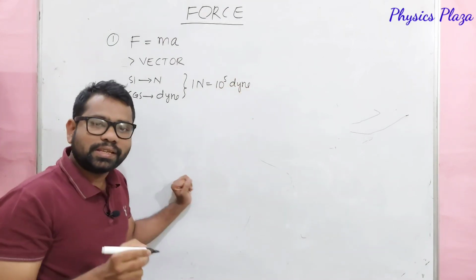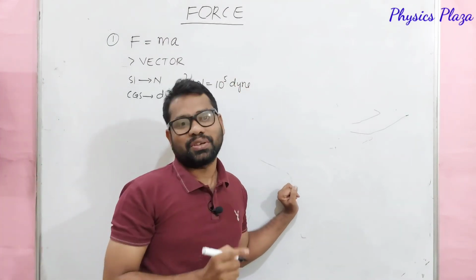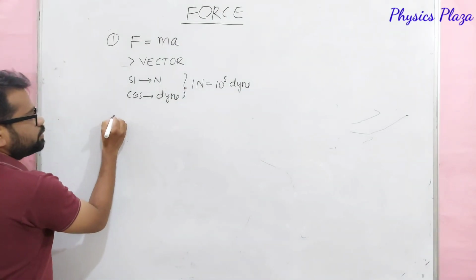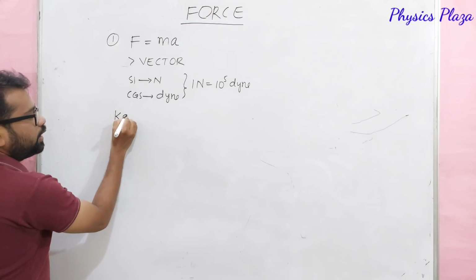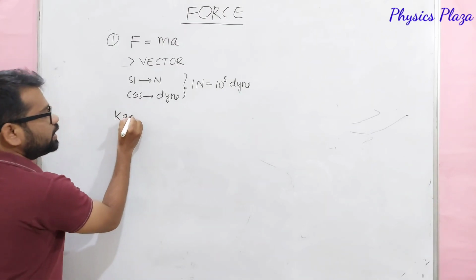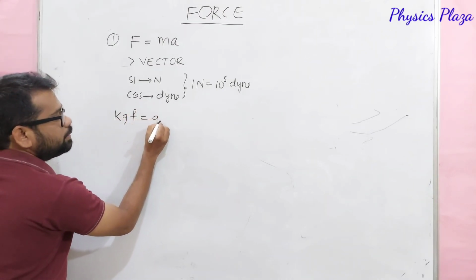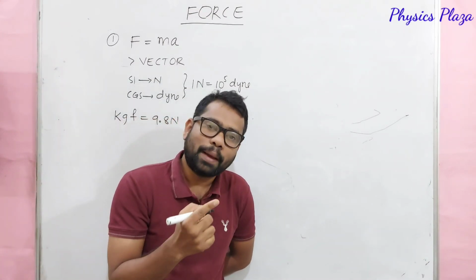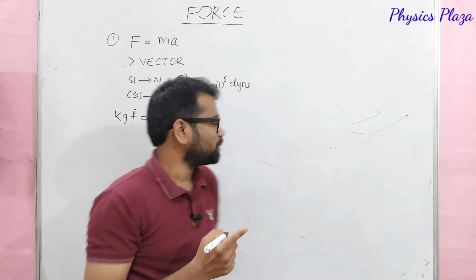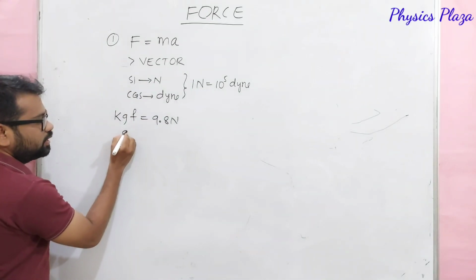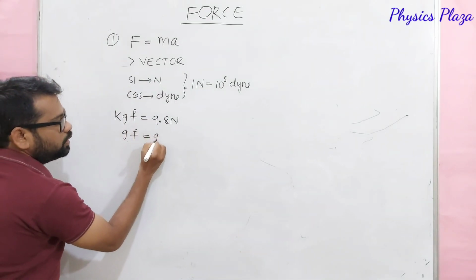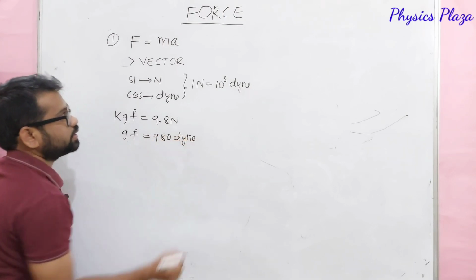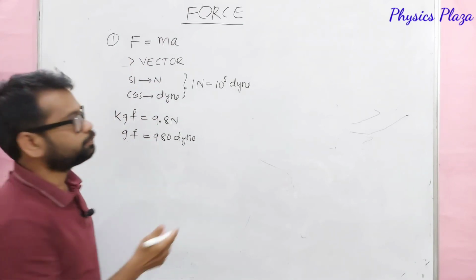Dear children, other than this, there are gravitational units of force also. Let us see what the gravitational units of force are. In this system we have kgf and gf. 1 kgf is equal to 9.8 newtons, but when doing numericals we sometimes take it as 10 newtons also. Next, 1 gram force is equal to 980 dynes. So this is all about force.